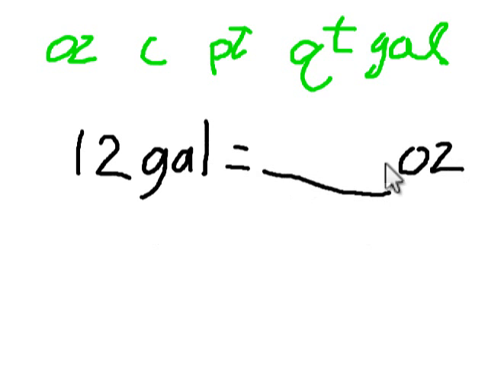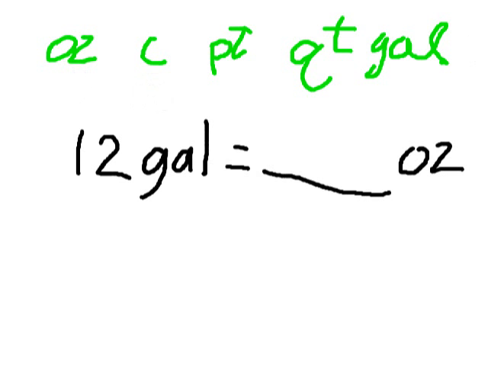Okay, so I don't know if you remember, but I didn't tell you how many ounces there are in a gallon. But what I did tell you is how many quarts there are in a gallon, how many pints there are in a quart, how many cups there are in a pint, and how many ounces there are in a cup. So this is going to be a many-step problem.